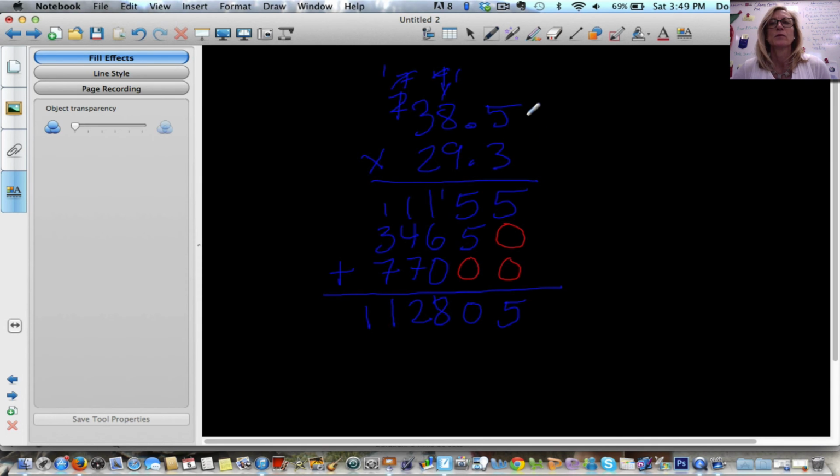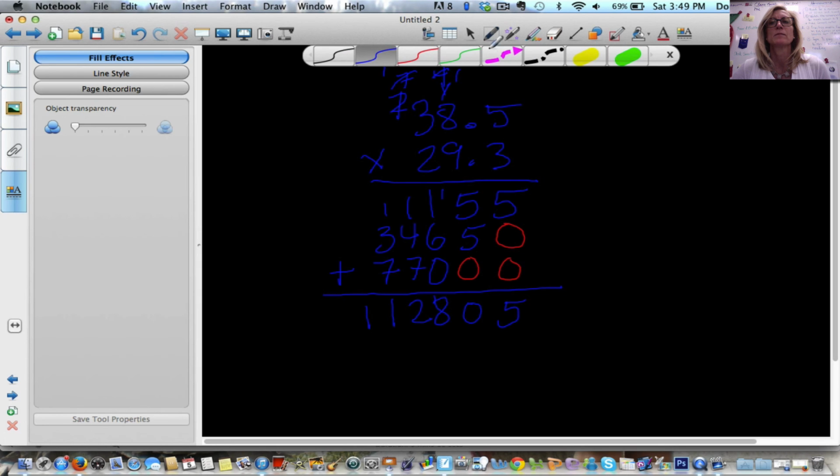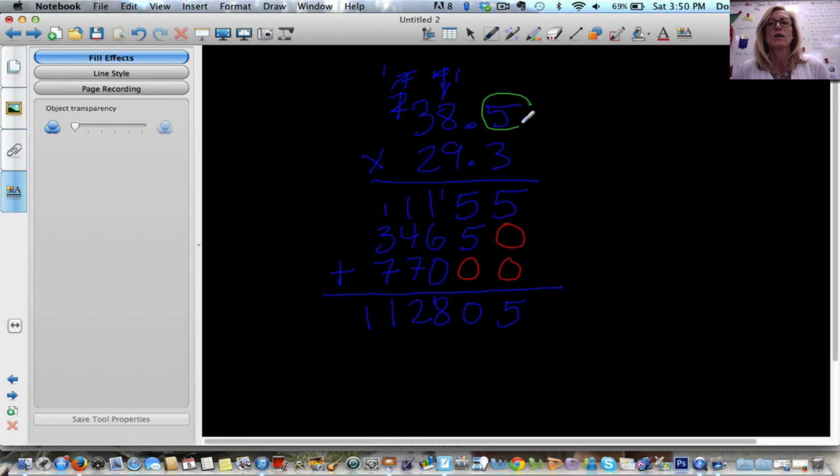Now I am going to change the color of my pen. I'm going to have us take a look right here at how many digits are on the right side of any decimal point, and this time it's 2. So I'm going to come down here and move the decimal over 2 places to the left. So the final answer is 1,128 and 5 hundredths.